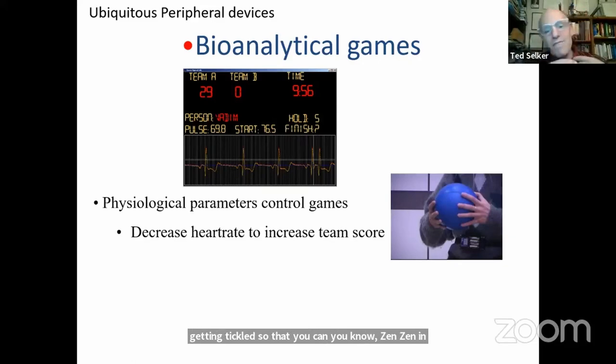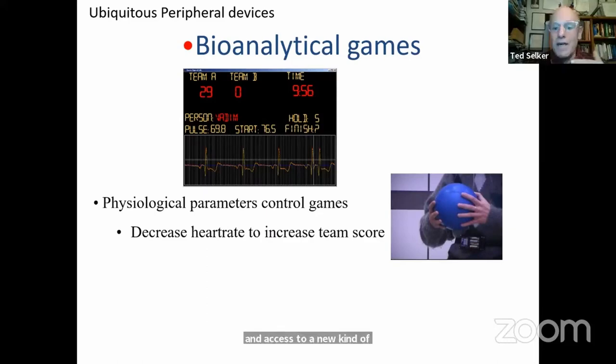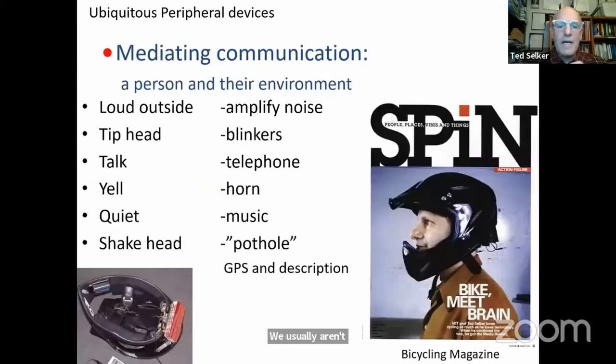So this is fun because it gives you more understanding and access to a new kind of strategy, but also it's sensing something we usually aren't so aware of, that is our heart rate. This is an example that got in Bicycling Magazine at some point. Now there's starting to be things a little bit like it, but the point is that this helmet mediates communication from the environment to us.